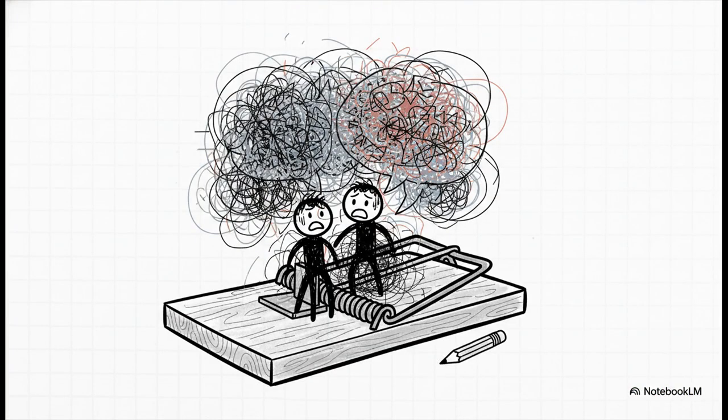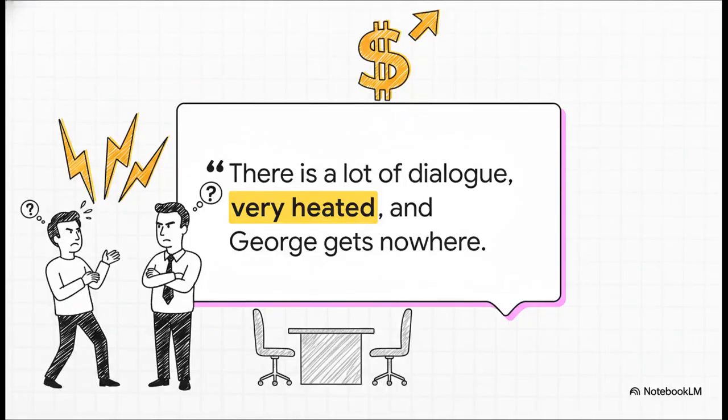And look, we've all been there. You put two characters in a room, they start arguing, you think you're writing high-stakes drama. But really, what you've got is a scene that's totally static. It's missing that cinematic punch. And even worse, it becomes completely disposable. So let's look at a case study.